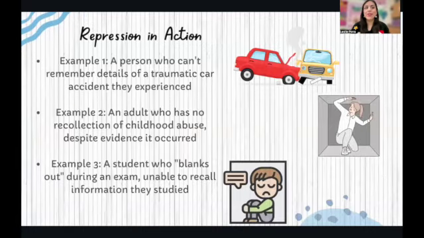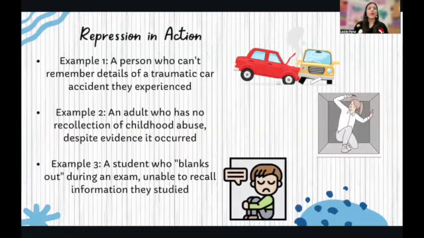So some examples, and it doesn't just happen in childhood, right? So a person who can't remember details of a traumatic car accident that they experienced, or an adult who has no recollection of childhood abuse despite evidence that it occurred. And lastly, a student who blanks out during an exam, unable to recall information that they studied. So as you can see, they range in terms of stress and severity of the event. And just because it's not something as serious as childhood abuse doesn't mean that you can't have it happen, like during a test.